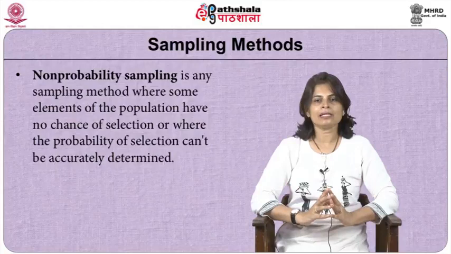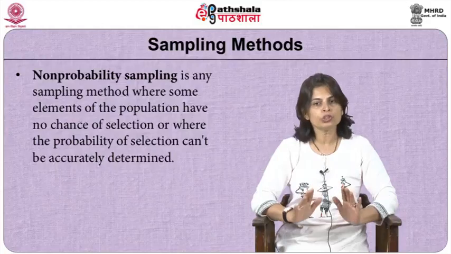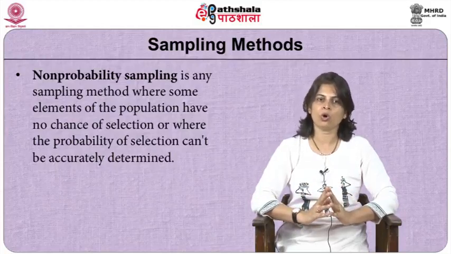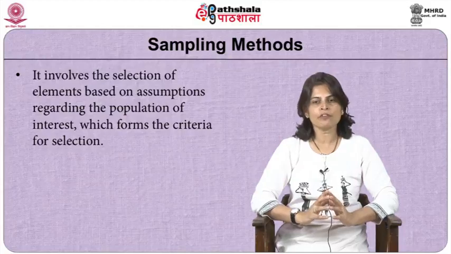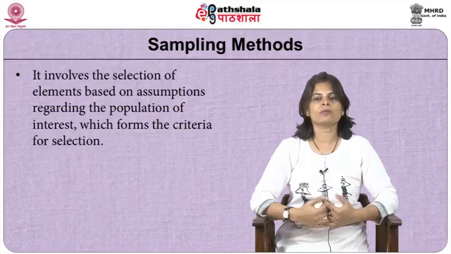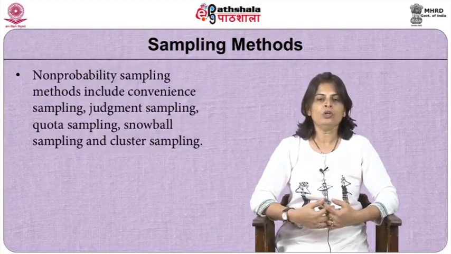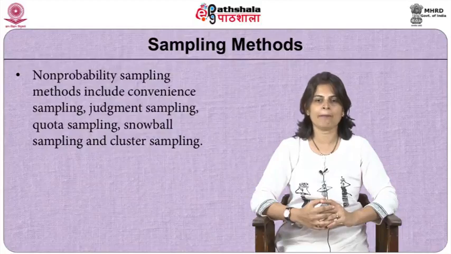Now, what is non-probability sampling? Non-probability sampling is a sampling method where some elements of the population have absolutely no chance of being selected in your sample, or where the probability of selection cannot be accurately predetermined. It involves the selection of elements based on assumptions regarding the population of interest, which forms the criteria for selection. Non-probability sampling methods normally include convenience sampling, judgment sampling, quota sampling and snowball sampling techniques.